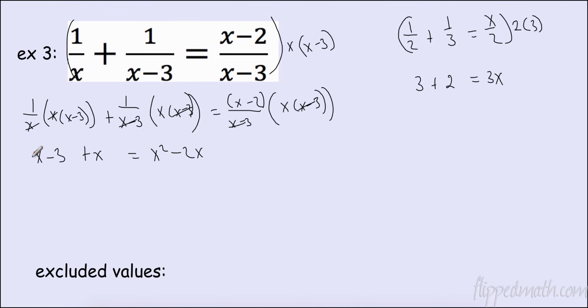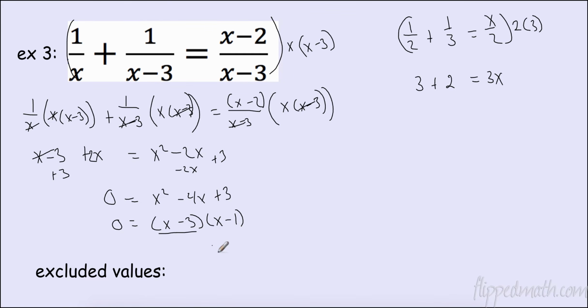So let's see, I have 2x's here, right? So I'm going to subtract 2x's, and I'm going to add 3. So now I have 0 equals x squared minus 4x plus 3. And we need to factor that. So that's x minus 3 times x minus 1 equals 0. All right, so that means I have my zero product property. I set this equal to 0, so x could equal 3, or set this equal to 0, x could equal 1. Great, that looks like our answers.